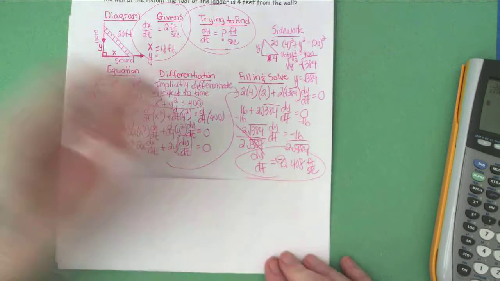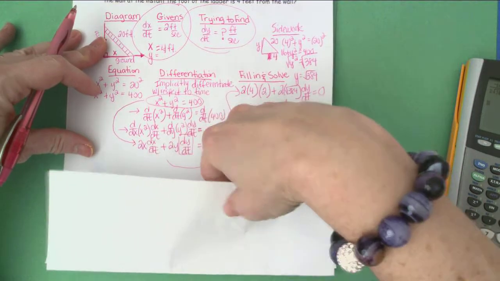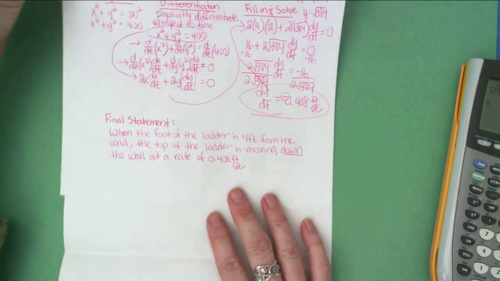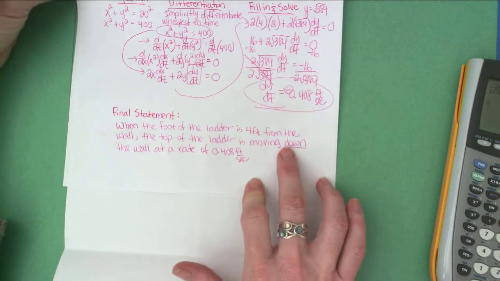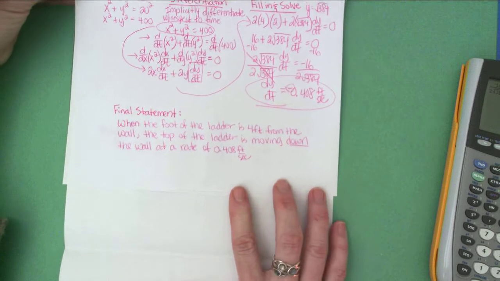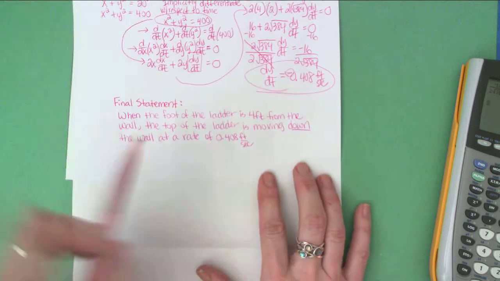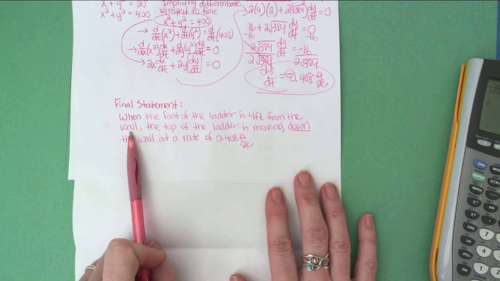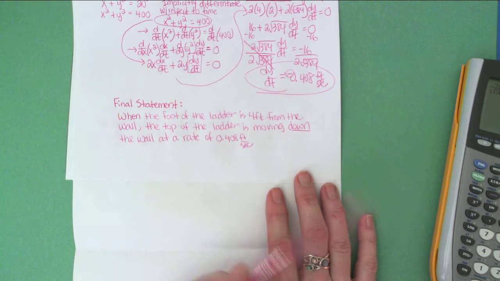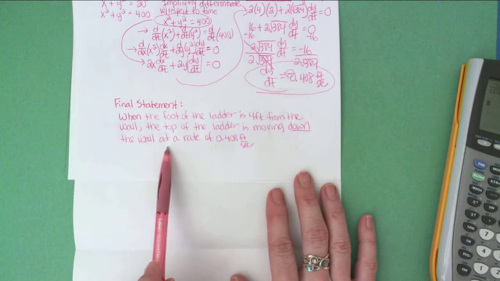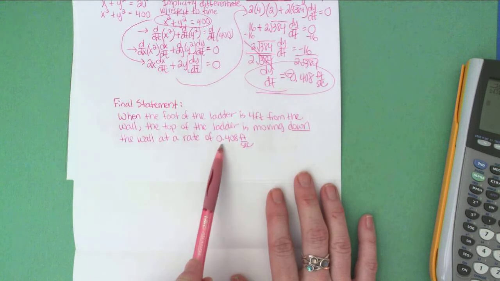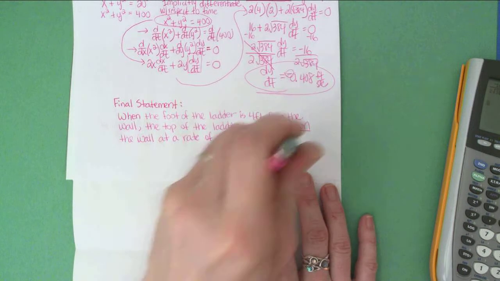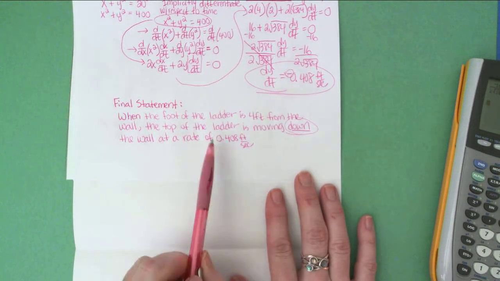Now, when I make my final statement, which I'm going to reveal here, you'll see I get rid of the negative, and there's a reason for that because I use the word down, and it's implied. So here's my final statement. When the foot of the ladder is 4 feet from the wall, the top of the ladder is moving down the wall at a rate of 0.408 feet each second. Because I use the word down, I may take the negative off.